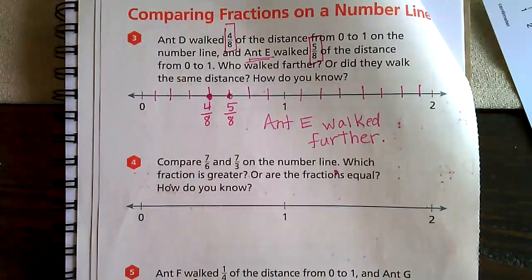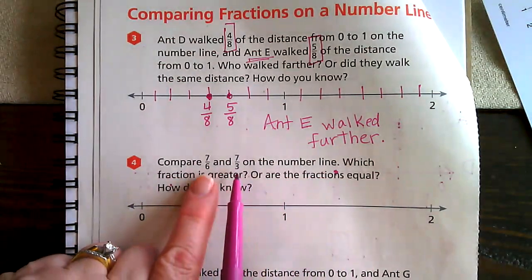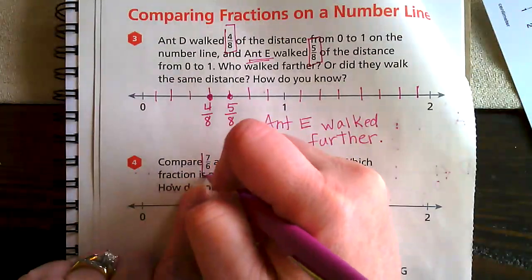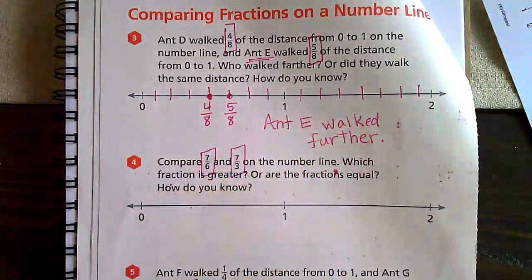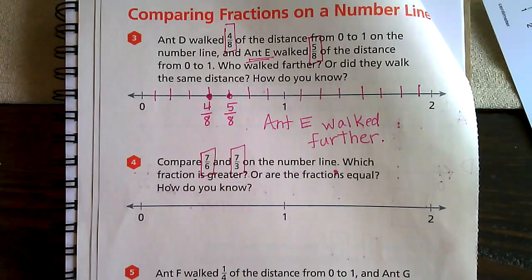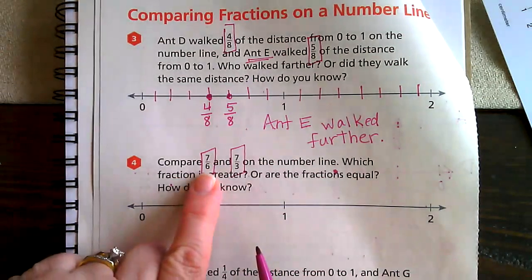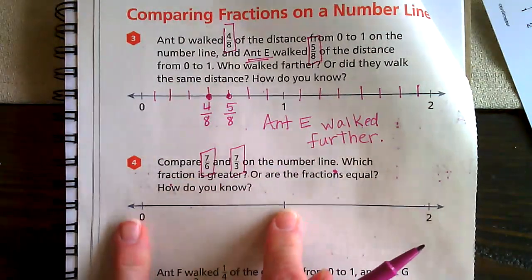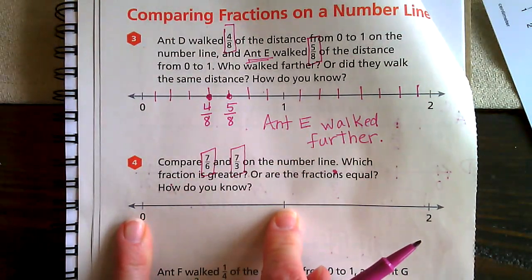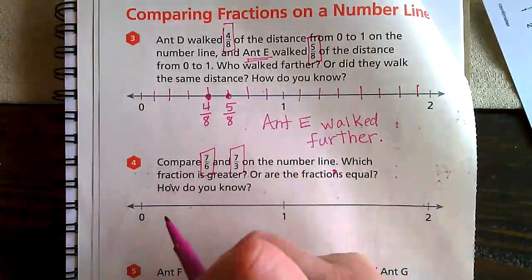So let's look at number 4. Compare 7/6 and 7/3 on the number line. Which fraction is greater? Okay. So we have 2 different denominators. So I'm going to suggest we just do 2 number lines to make it neat and easy. So the first whole is going to be divided into 6 equal groups. So let's go ahead and split this number line into 6 equal groups.